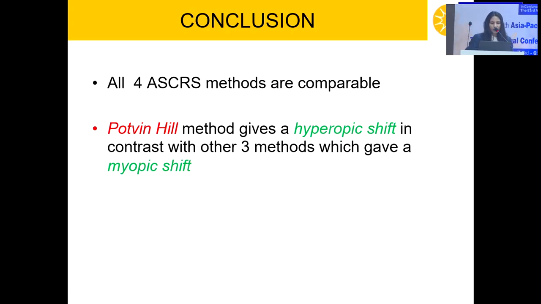To conclude, all 4 ASCRS methods are comparable. Potvin-Hill method gives a hyperopic shift in contrast with the other 3 methods which give a myopic shift.